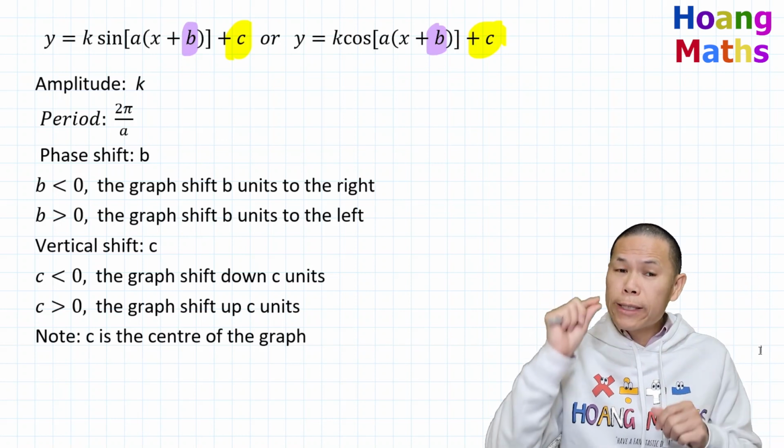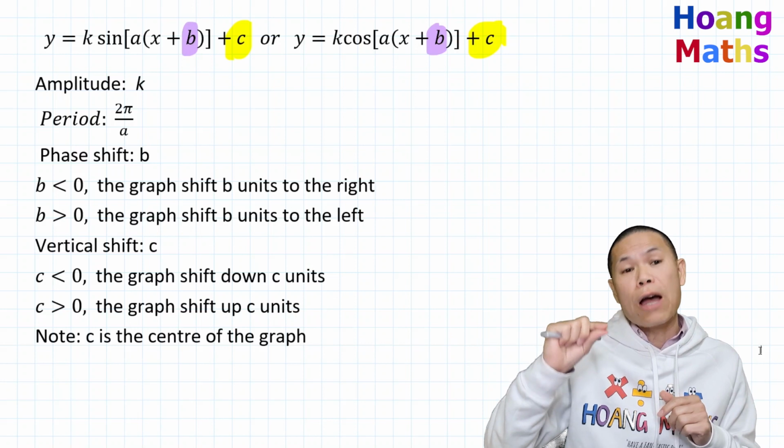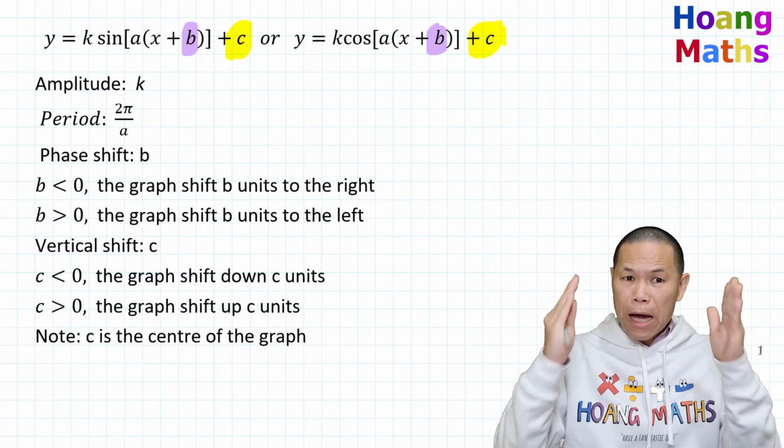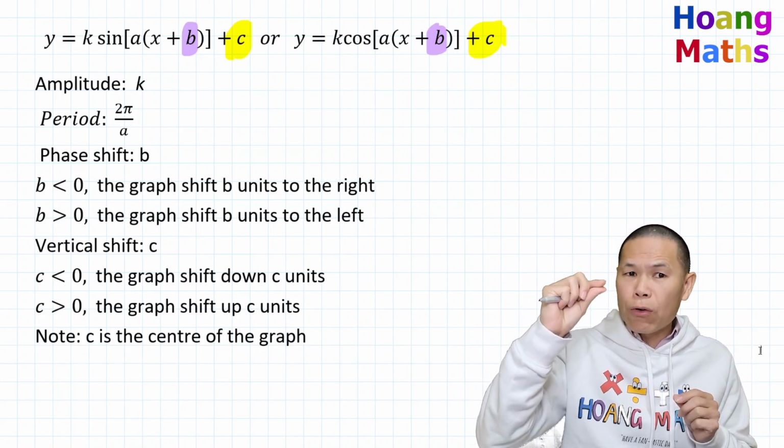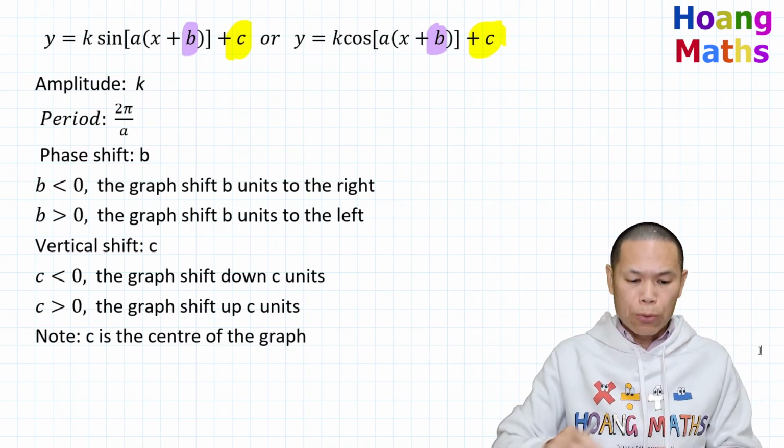So in other words, c is the center of the graph, if you like. So plus 5, the center of the graph moves up 5 units, okay? Minus 5, that means the center of the graph moves down 5 units. So let's just do an example.